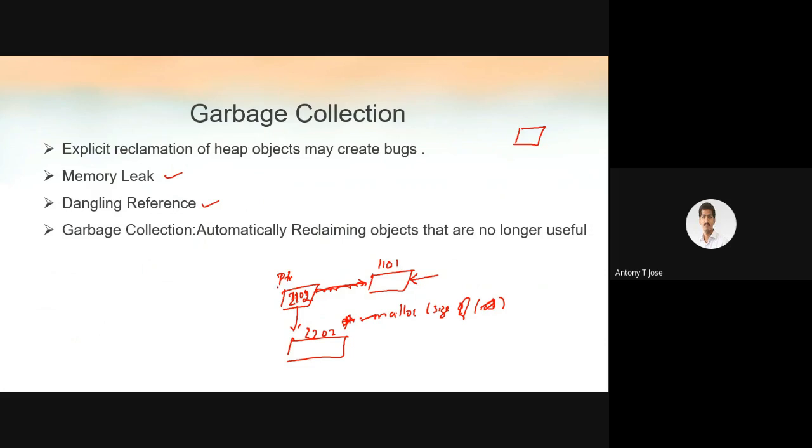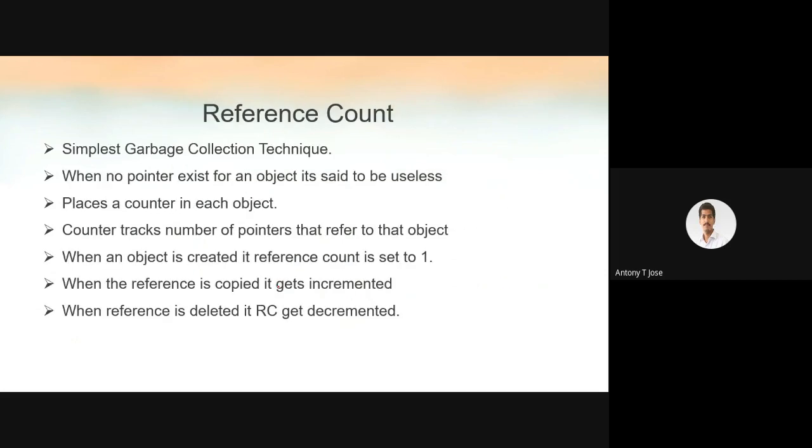So these are the two side effects of explicit reclamation: one is memory leak, the second is dangling reference. To remove or reduce these, we go to garbage collection, in which the compiler itself does all the collection. Now we'll move to the different types of garbage collection.